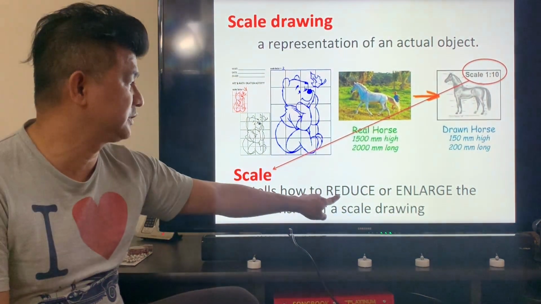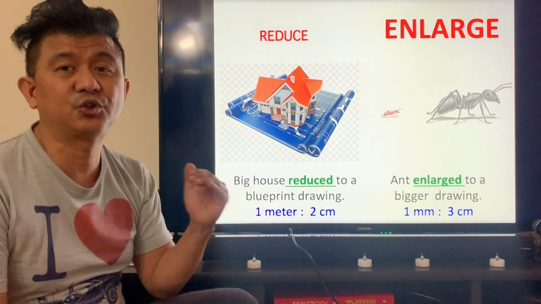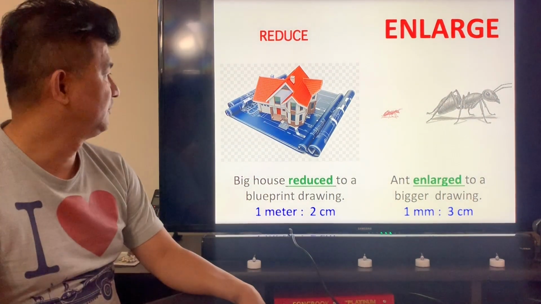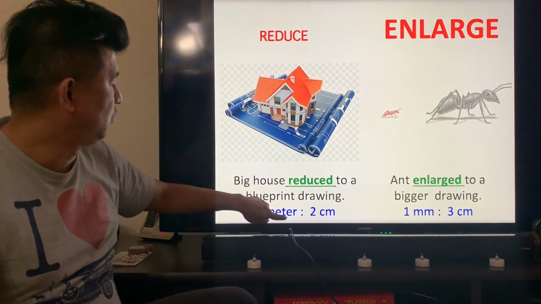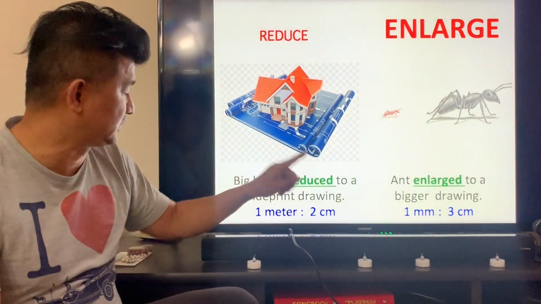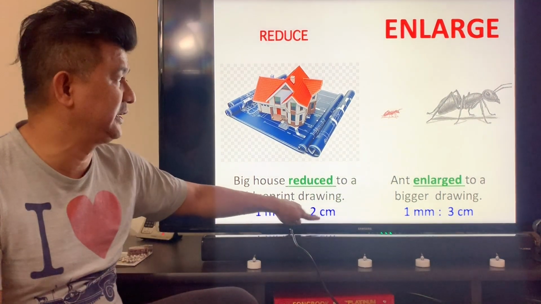Let's talk about reducing and enlarging. Now, you reduce the drawing of a real house and you put it in a blueprint. For example, in a real house, 1 meter represents 2 centimeters. So everything is reduced. The units will tell you that it is reduced from meters to centimeters.